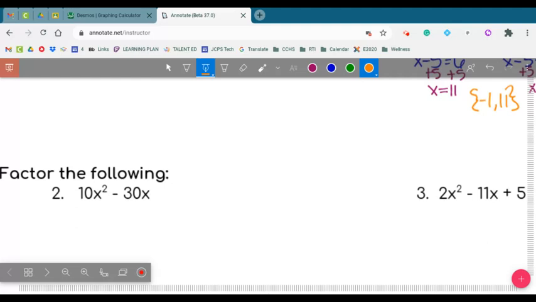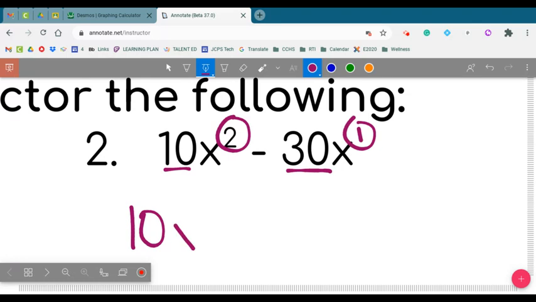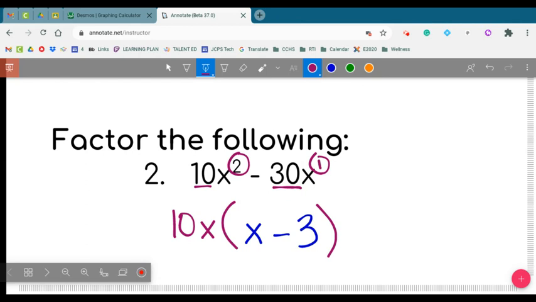Okay, let's go down to factoring the following. We have 10x squared minus 30x. So we're just factoring, so we're pulling out our GCF. So what's a number that we can divide 10 and 30 by? That would be 10. I have 2 x's and 1 x. I can pull out 1 x. So then I think, what are my leftovers? So I'm going to be left with an x, and then 30 divided by 10 is 6. Oh, it's 3, goodness. So those are my 2 factors. So this is my first factor, this is my second factor.